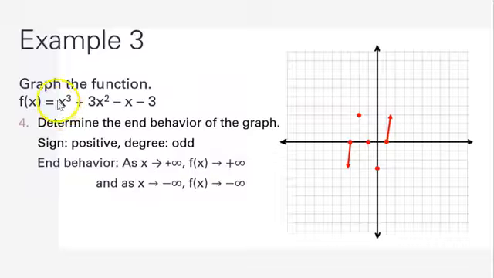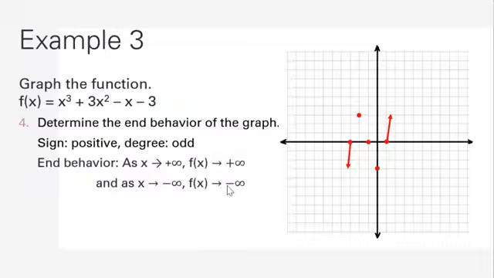The leading term is positive, and the degree is 3. So the sign is positive and the degree is odd. My end behavior says, as x approaches positive infinity, f of x approaches positive infinity, because the sign has to match the sign of my leading term. And as x approaches negative infinity, f of x is going to be negative infinity because it's an odd degree, so the signs on the right here have to be opposites.